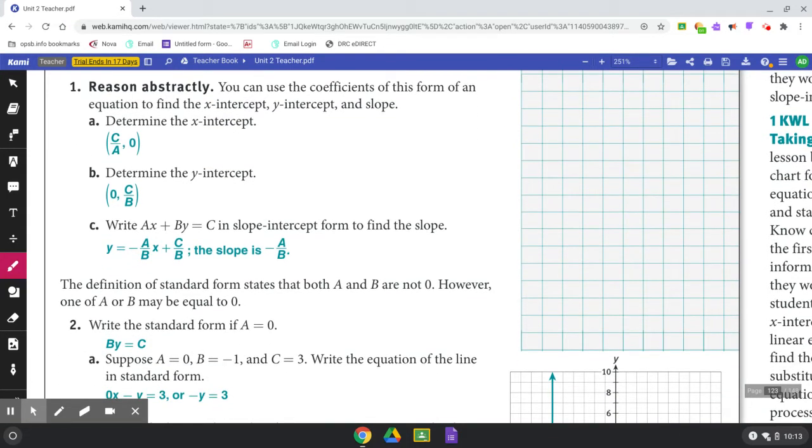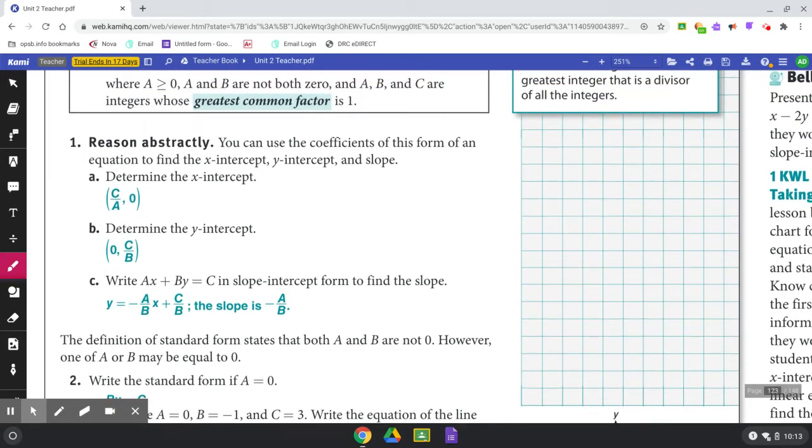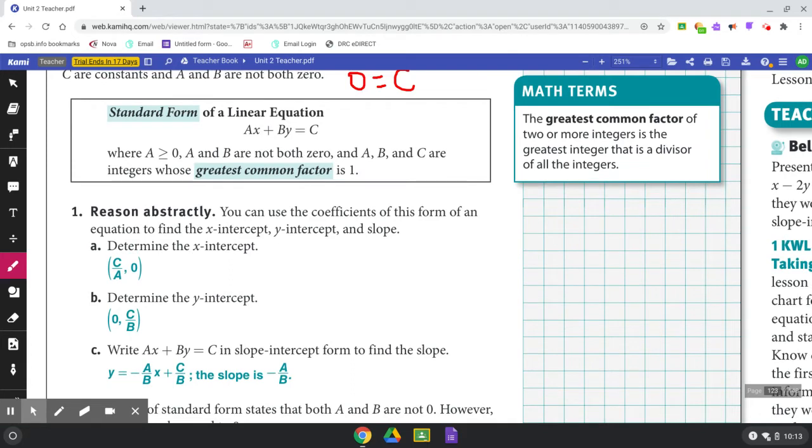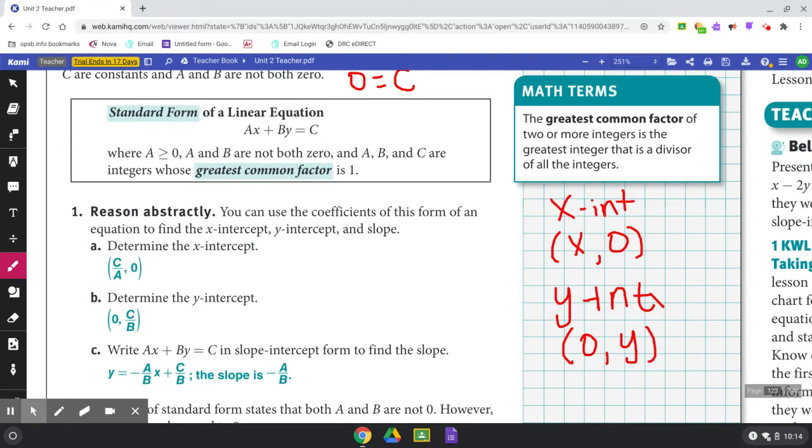You can use the coefficients of this form of an equation to find the x-intercept, the y-intercept, and the slope. Determine the x-intercept. Remember, for the x-intercept, that means that your y is 0. It's your x value and 0. For the y-intercept, your x is 0 with your y value.